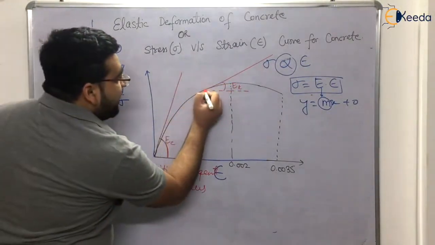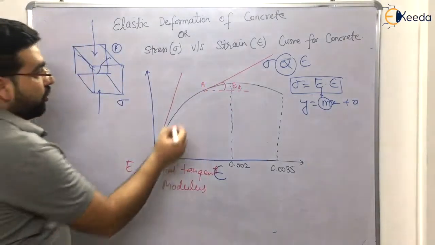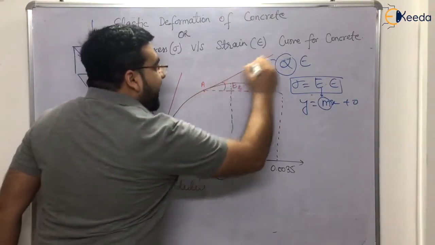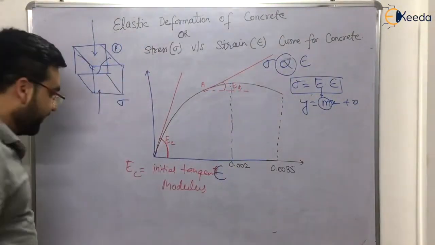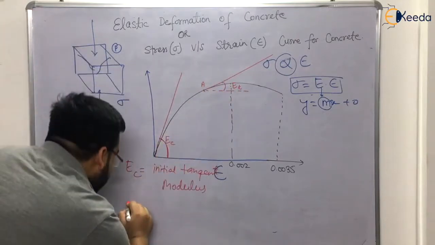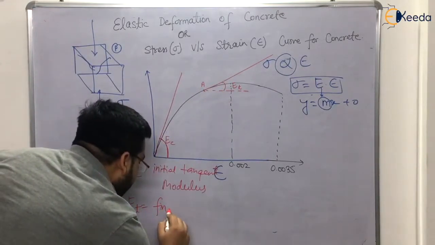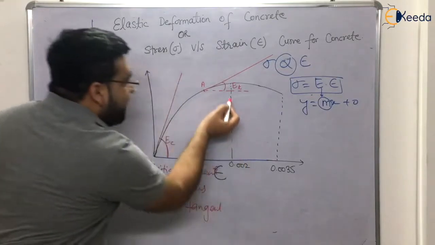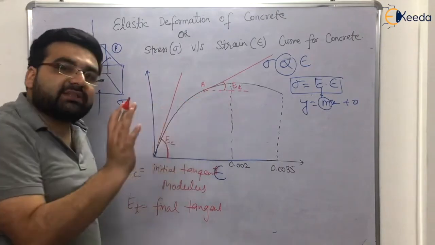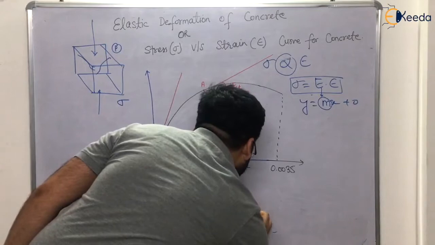So this point is point A. If you draw a tangent at this point, this is known as the final tangent. Let us say this is ET, so ET is the final tangent. And because you are getting the slope, you are getting a modulus, it is also known as the final tangent modulus.